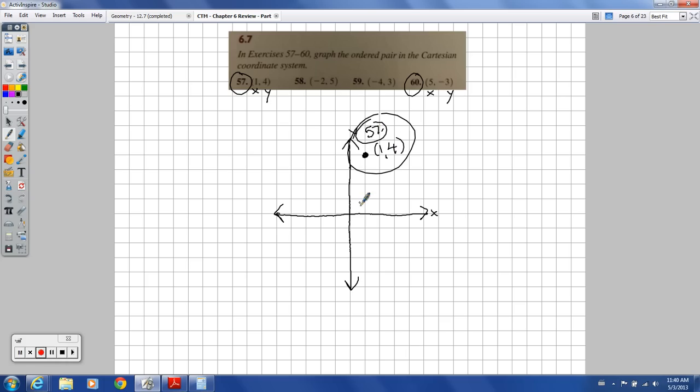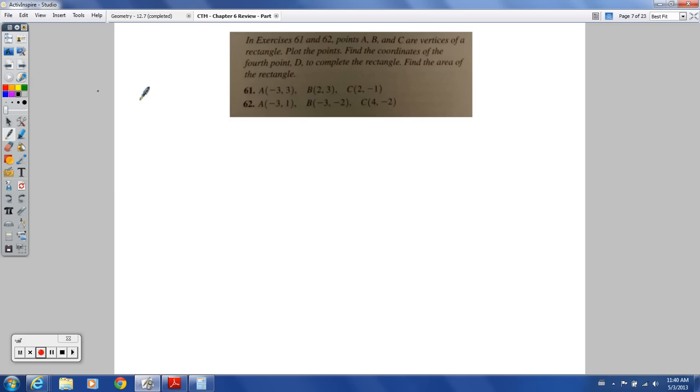And number 60, we're going to the right 5 and down 3. So right there is the point 5, negative 3. So that's for number 60 right there. So pretty easy, pretty straightforward there. I had assigned number 61 here. It's not a multiple of 3, but this was one where I inserted that into there. So 61.